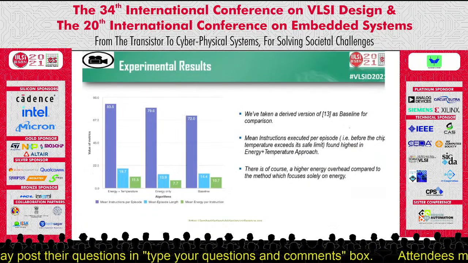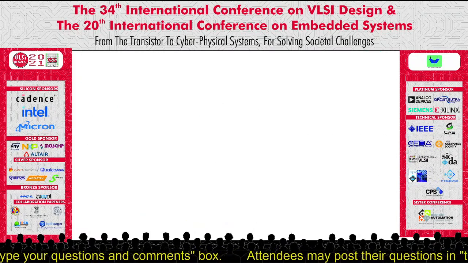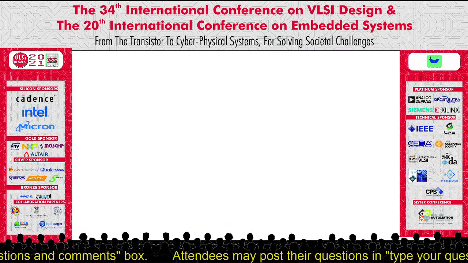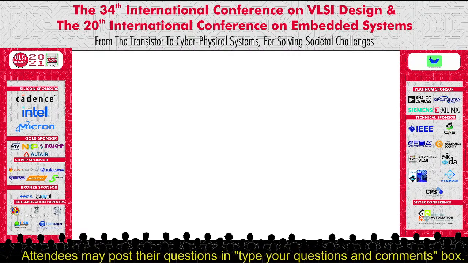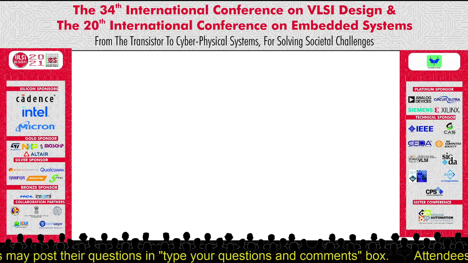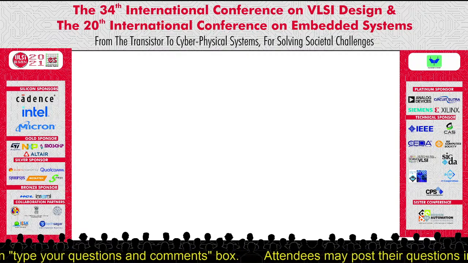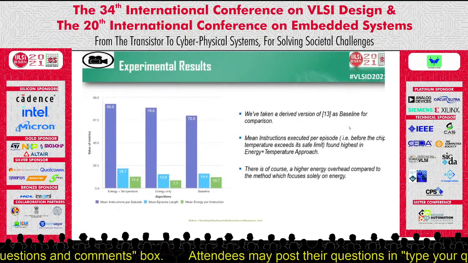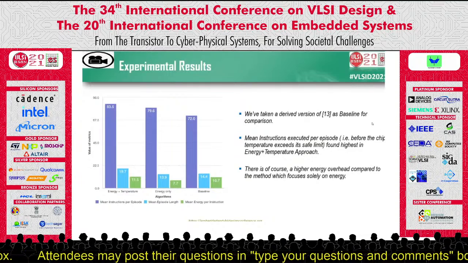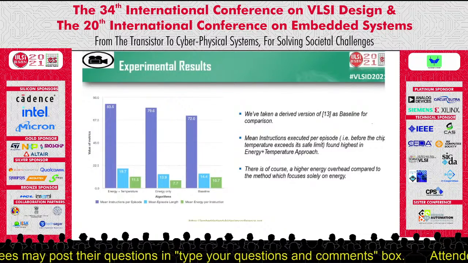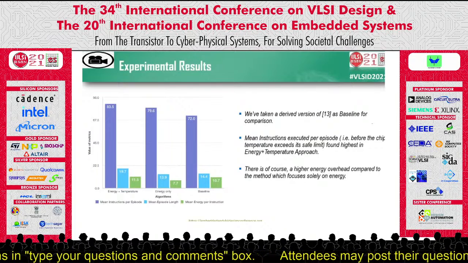Now, in these set of experiments, we compare the mean metric values against an aware many core task allocation as baseline. Here we observe that the mean instructions executed per episode, that is, before the chip temperature exceeds its safe limit, is found highest in our approach.